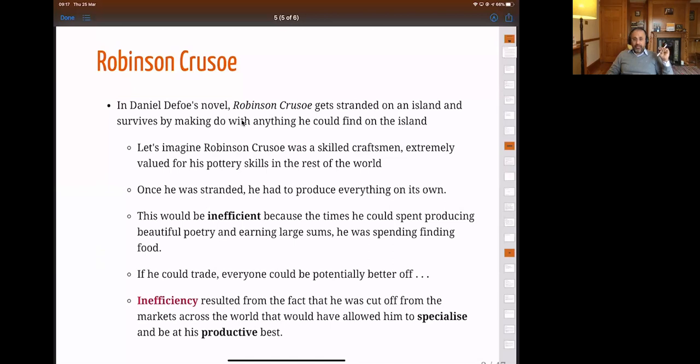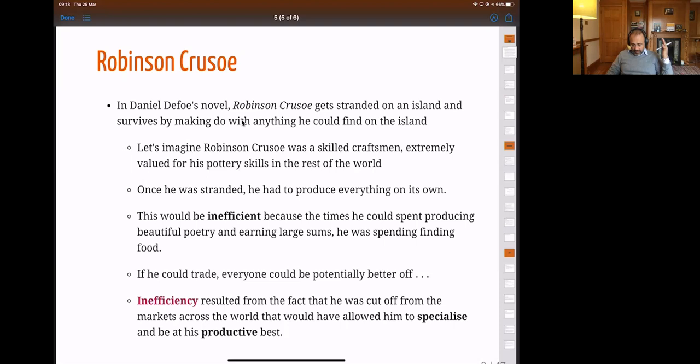Now, this would be inefficient because the time he spends trying to climb up coconut trees and get coconuts, or try to catch some fish, or to make some equipment to catch fish, that's time he could have spent producing pottery and selling it to other people, earning large sums of money. Then the food that he's making on his own would be trivial. He would require a trivial amount of money to buy that food. But the reason he's not able to do that is because he's cut off from the rest of the world.